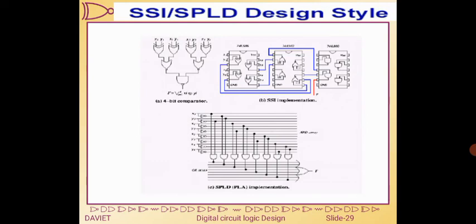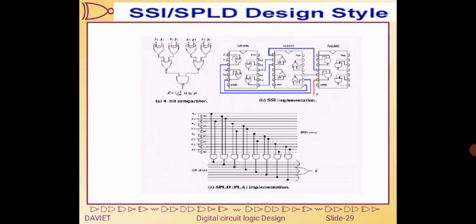And figure C shows the PLA, programmable logic array implementation, that is called the SPLD implementation. You have to see in the diagram: first x1, y1, x2, y2, x3, y3, x4, y4. We also use the complement gates: x1 bar, x2 bar, x3 bar, x4 bar. Similarly y1 bar, y2 bar, y3 bar, y4 bar.